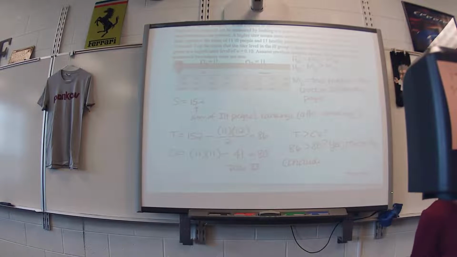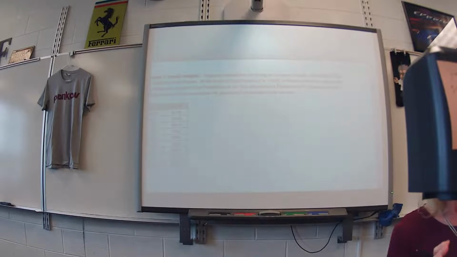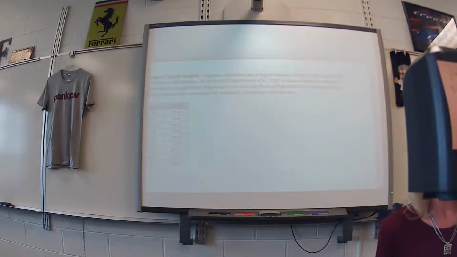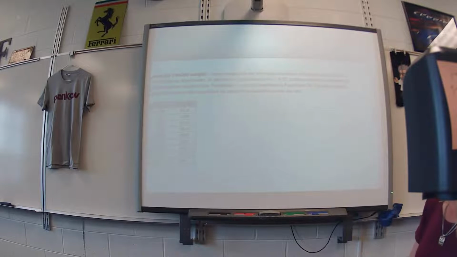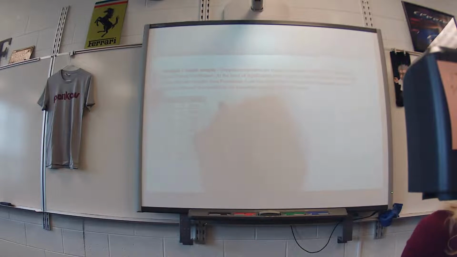So that's the right tail test. The left tail test. Suppose researchers are trying to compare weights of packages from two different distributors. At the level of significance of 5%, is there evidence to support the claim that the weights from population A are less than those from population B?